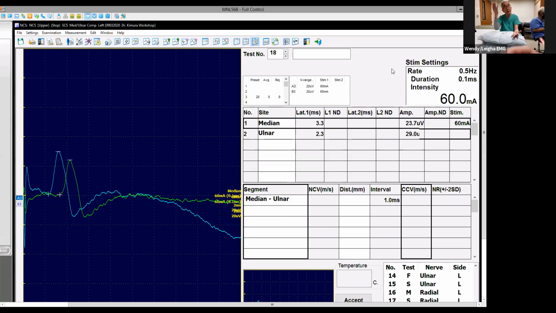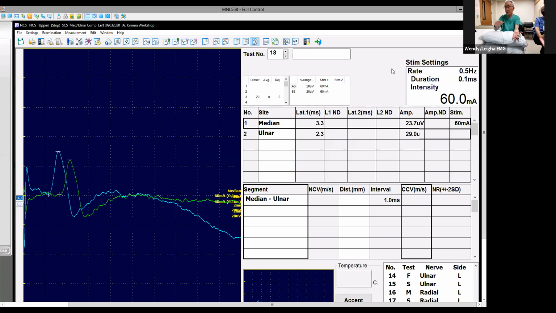Now, how did I develop carpal tunnel syndrome all of a sudden? Can you tell? You moved your stimulator. Yes. I moved the stimulating electrode for median nerve 2 centimeter more rostrally. And the 2 centimeter add 0.4 millisecond. Remember, 1 centimeter equal to 0.2 millisecond, which is important to remember.